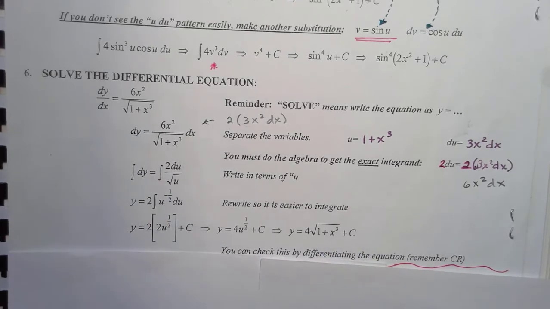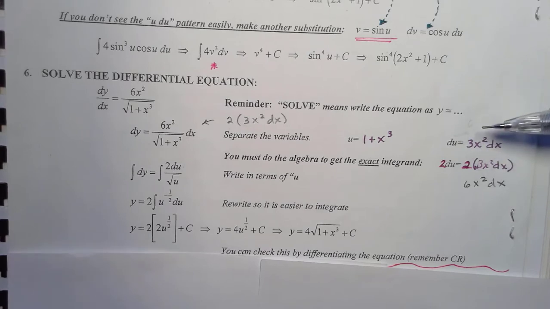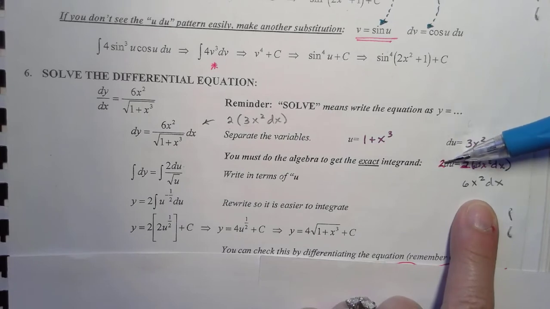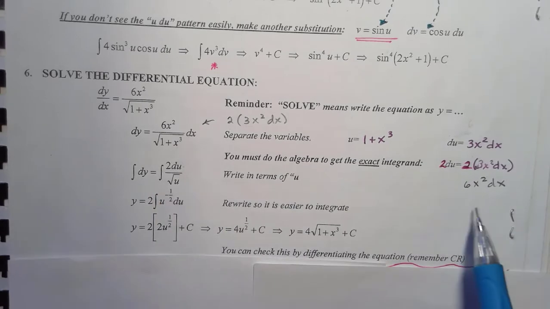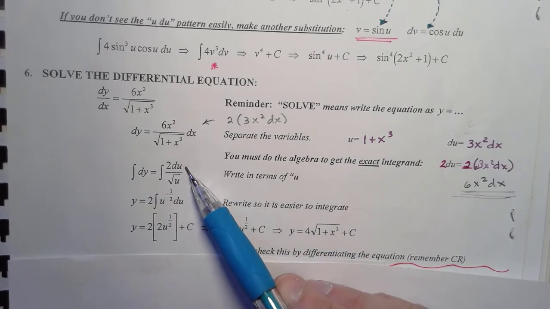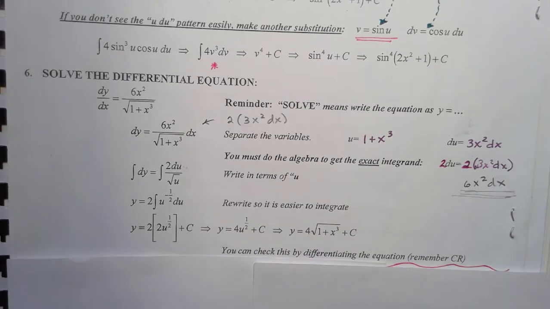Now, you'll notice I wrote something interesting over here, and that is because this is our du, and I can see that what I had was 6x squared dx, which I can get by multiplying this by 2, and if I multiply this by 2, I have to multiply this by 2. So doing my substitution for 6x squared dx gave me 2 du. So 2 ways to think about that.